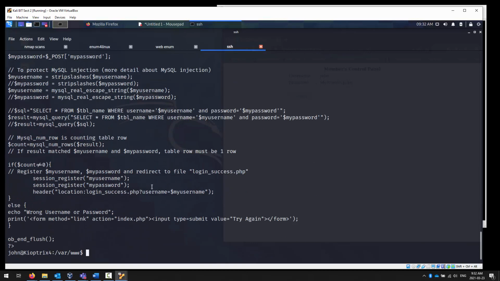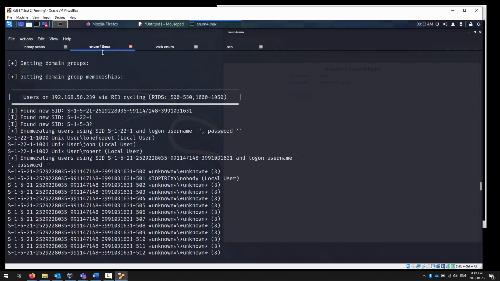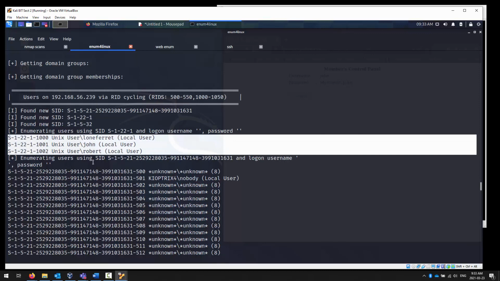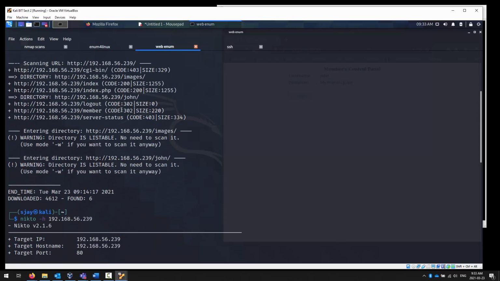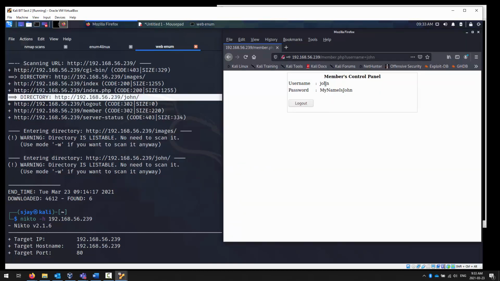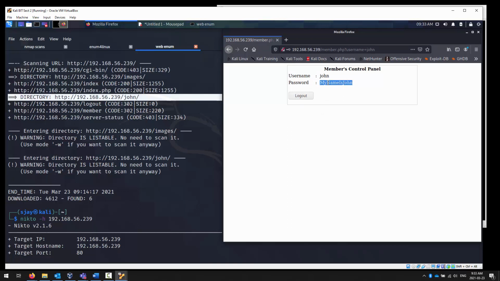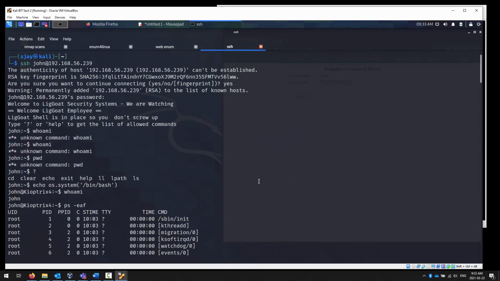All right, so let's take a look at where we are. We found some stuff. Our enum for Linux found us a list of users. One of those users was John. Kind of matches what we found when we did our web enumeration, some directory structure called John. Given those, we were able to do a basic SQL injection with a username of John and a password with our standard MySQL-based SQL injection. Once we did that, we found out that John's password is "my name is John." Given that people can sometimes be lazy, we tried logging into SSH with that, and we got a shell.